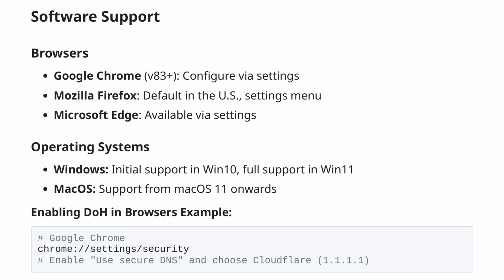In this slide, we're focusing on software support for DoH, specifically within browsers and operating systems. When it comes to browsers, Google Chrome, starting from version 83, allows you to configure DoH via the Settings menu. Mozilla Firefox has made DoH the default in the US, and you can adjust the settings as needed through the Settings menu. Microsoft Edge also supports DoH, which can be enabled through its settings.